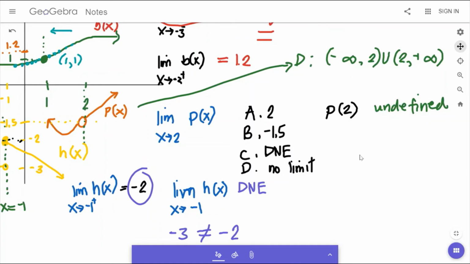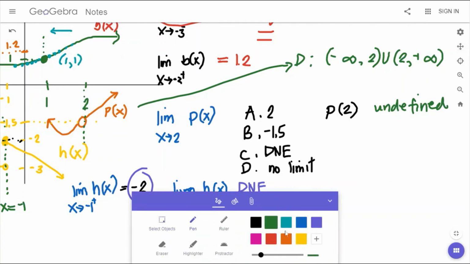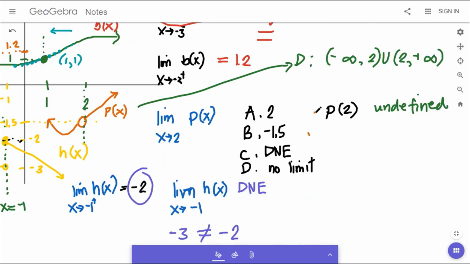However, okay, in the limit process, please be informed, all of you, na it might be true that P of 2 does not exist, sabi niya. This is true, but it does not necessarily mean that the limit does not exist. It might be true that the function is undefined at that particular value of x. Well, it does not follow, sabi niya. It does not follow that the limit of the function does not exist.